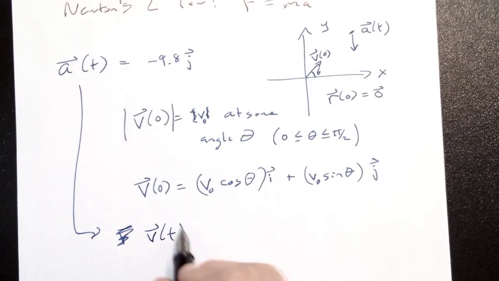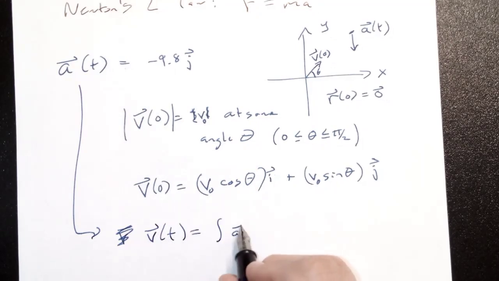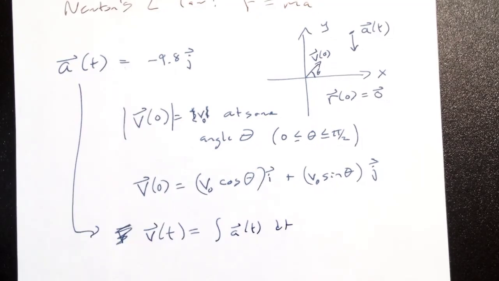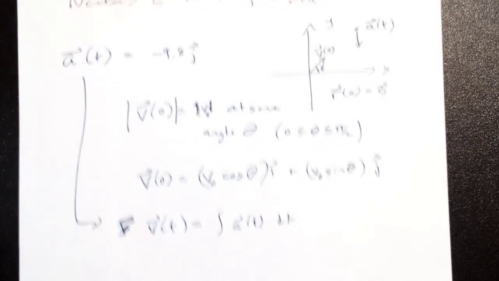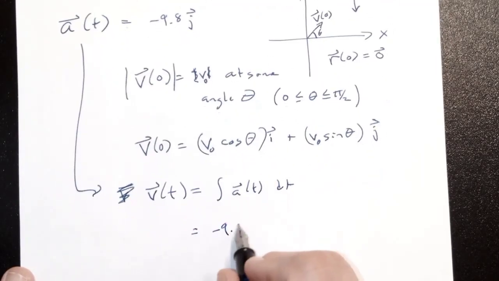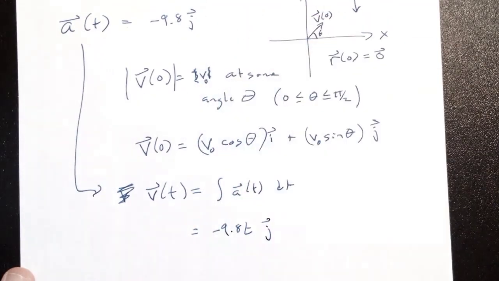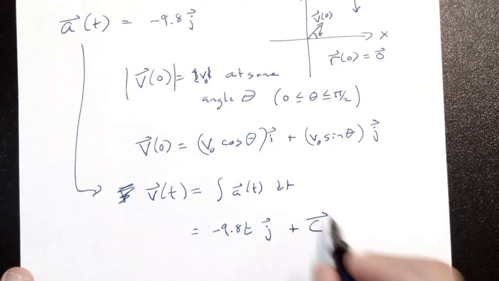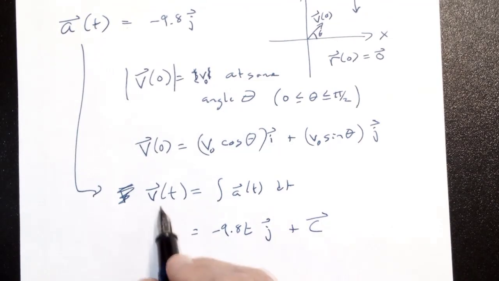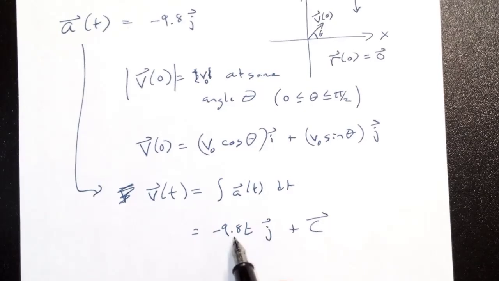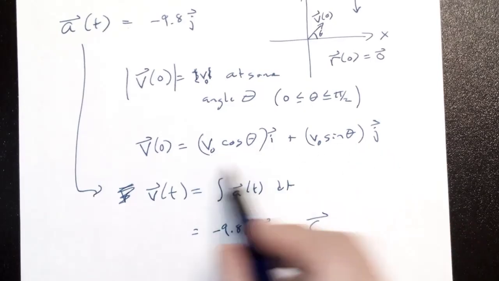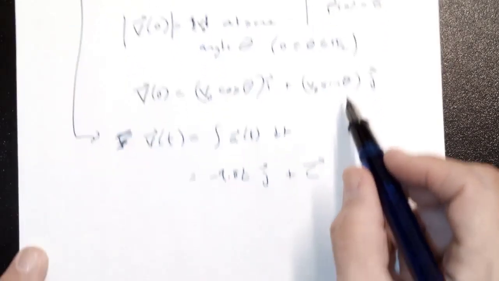V of t is the integral of a of t dt. Well, that would be minus 9.8 t j. Just integrate that, integrate a constant, you get constant times t, plus c. But I know that when I put in t equals 0, this piece is going to be 0, and I'm going to get that out. So this is the value of c.